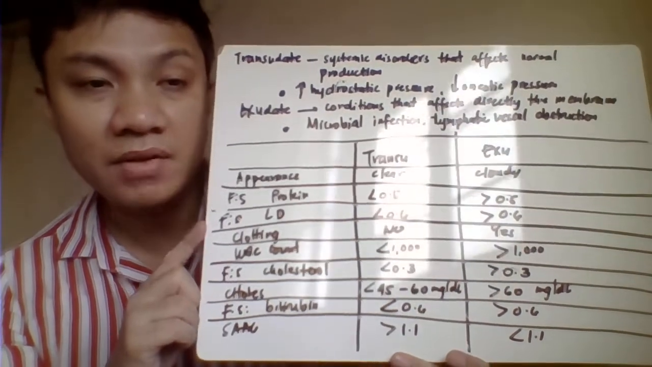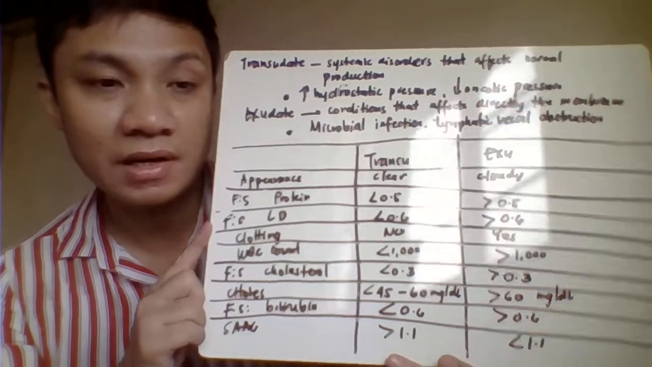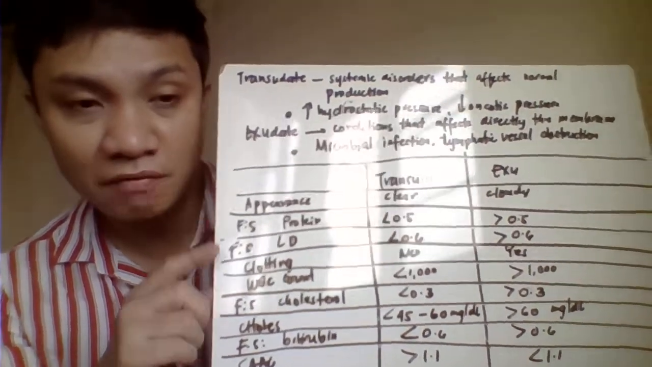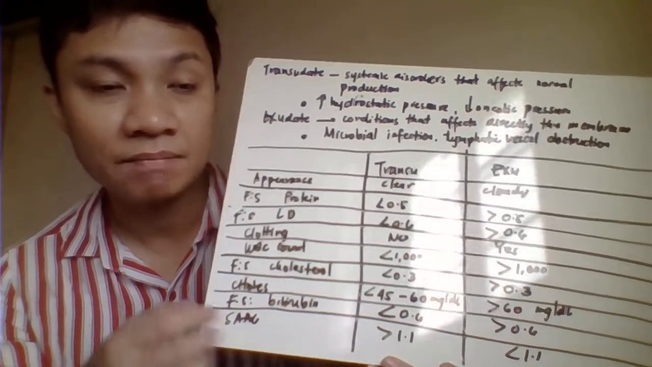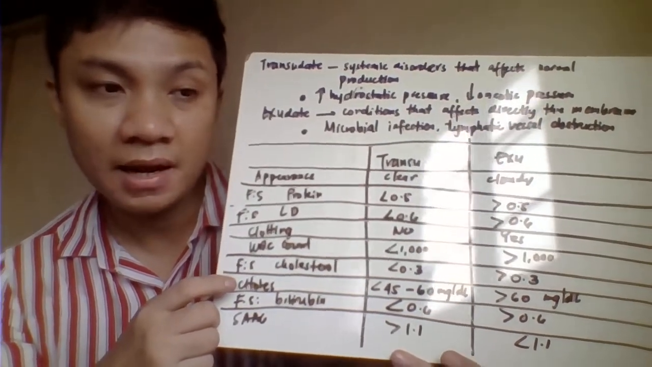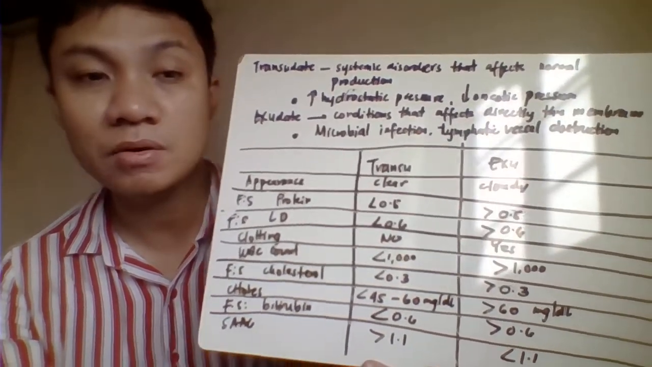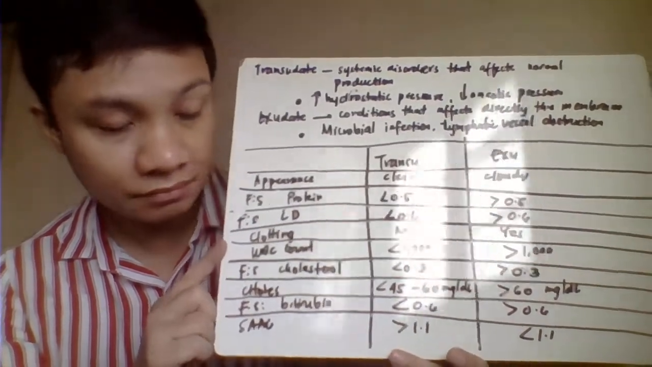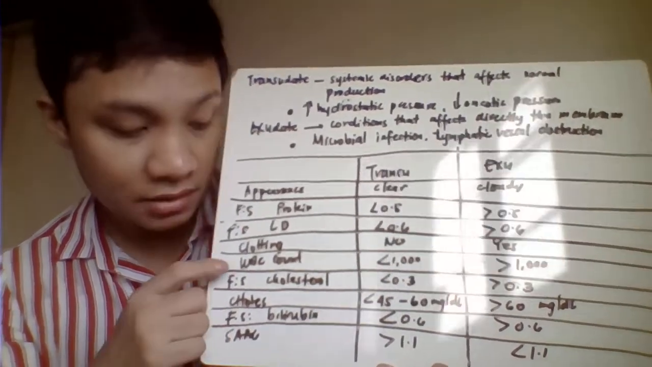So the first one is the appearance: transudate is clear, whereas exudate is more of a cloudy, turbid specimen. Another one is the fluid serum ratio of your proteins. The cutoff is 0.5; if less than 0.5, then transudate. Then we have the fluid serum ratio of lactate dehydrogenase, and the cutoff is 0.6. If less than 0.6, then we consider it transudate. Another one is spontaneous clotting, which could be manifested in your exudate but not the transudate.